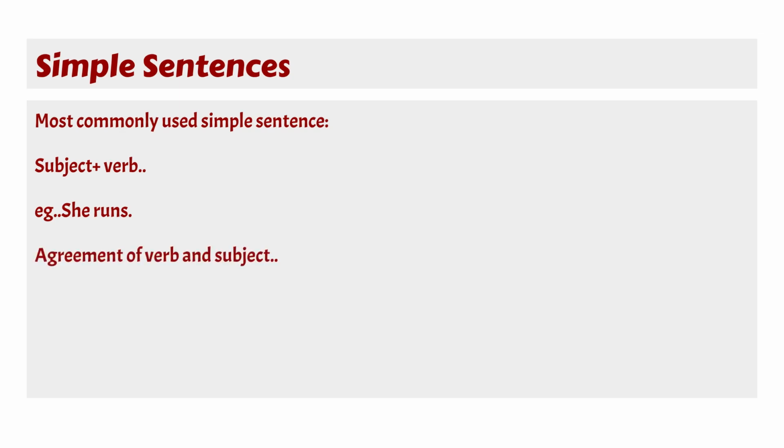But do remember that verb and subject should agree. We'll discuss it in detail in some other video, but here I would like to suggest that you should know that agreement of verb and subject is very important for a grammatically correct sentence. Clear?